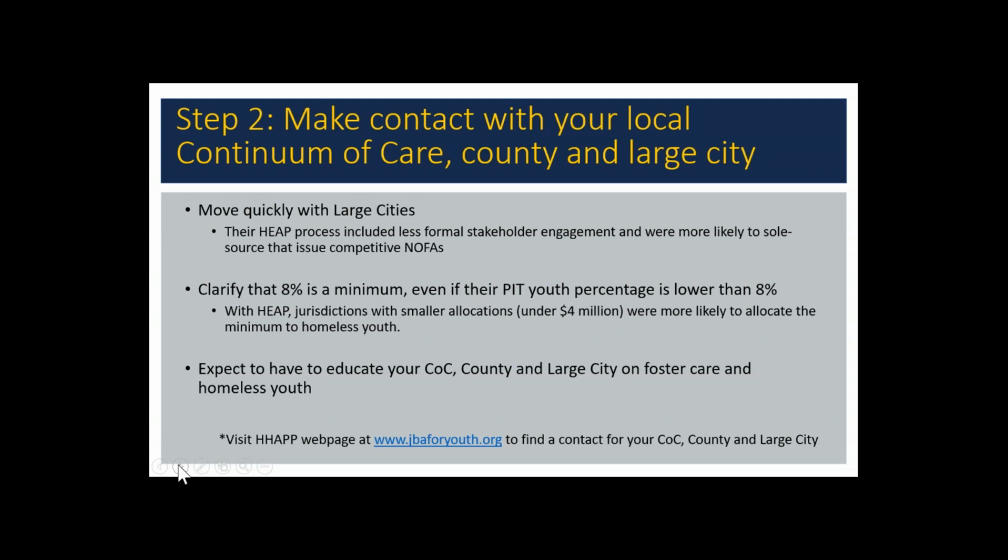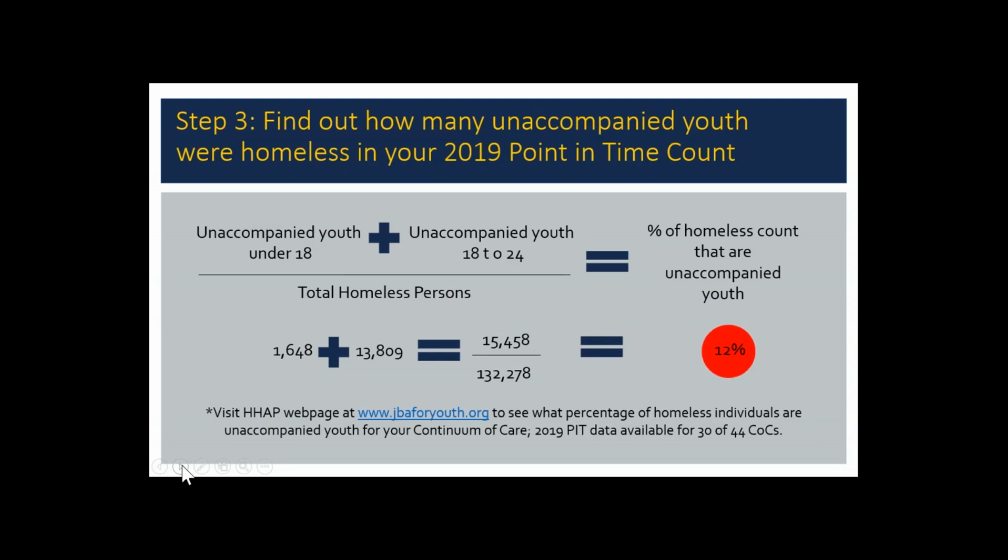The next thing we do, so we've thought through our program, we've found the COC, large city, and county contact, and now we want to know how many young people were homeless based on your 2019 point in time. So on the screen you have the 2017 data. We went through the 44 COCs. And the truth is, every COC has done their point in time. On the website, we put in all the point in time figures that were available. We have data for 30 of the 44 COCs, but the reality is, for those of you who are in these 44 COCs, that information is available. So even for the jurisdictions where the numbers weren't publicized, the count has been done for some time. And almost every jurisdiction had a report or a press release or something issued.